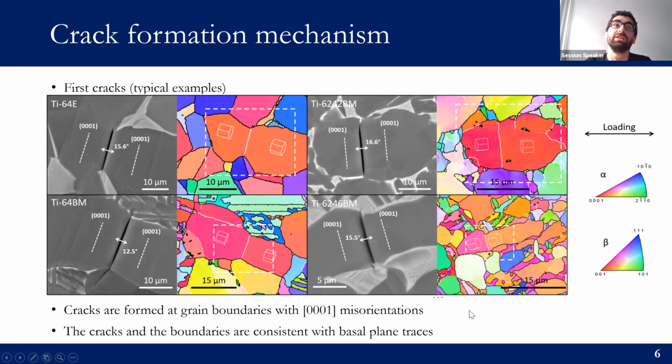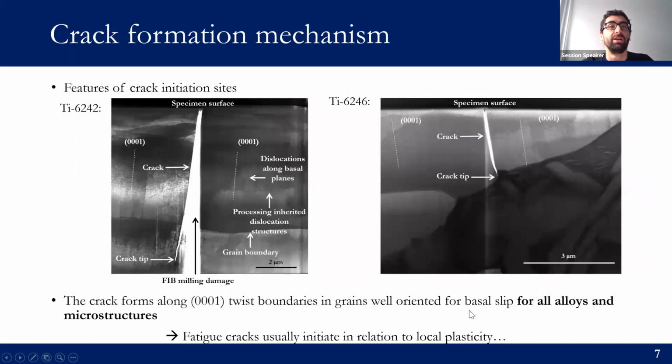In order to obtain additional information about the 3D crack geometry and the microstructure surrounding the crack, we have extracted thin foils using focused ion beam for TI6242 and TI6246. These thin foils were observed using a STEM detector in a scanning electron microscope. The crack in the TI6242 sample is located here. This is FIB milling damage, but the crack is here. And for TI6246, the crack is located there.